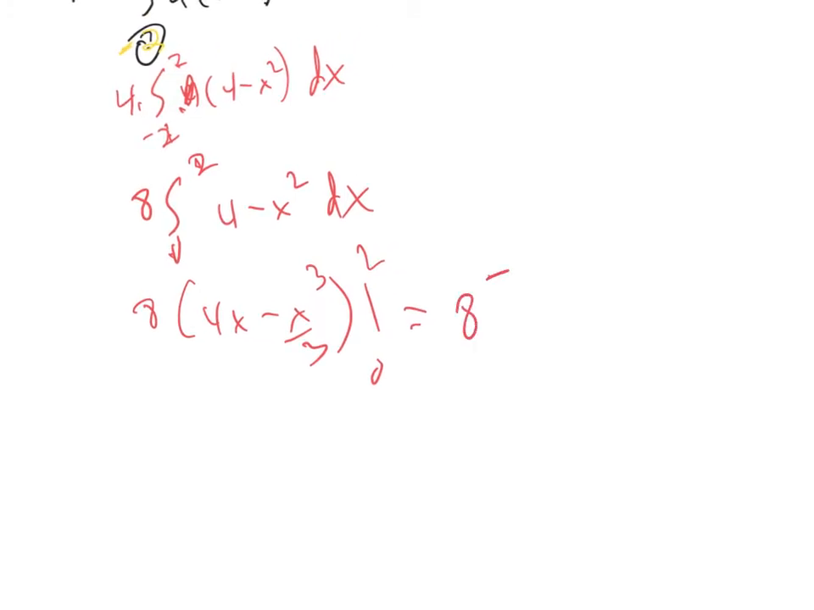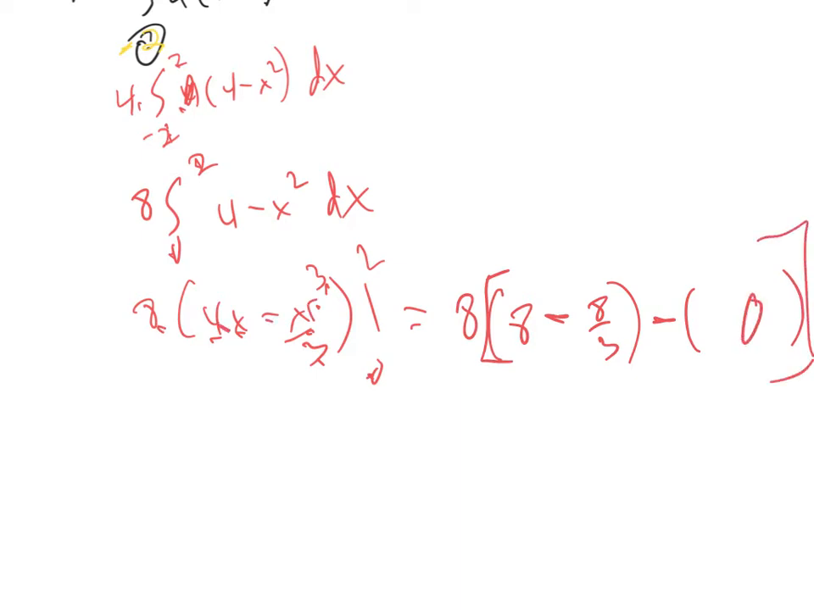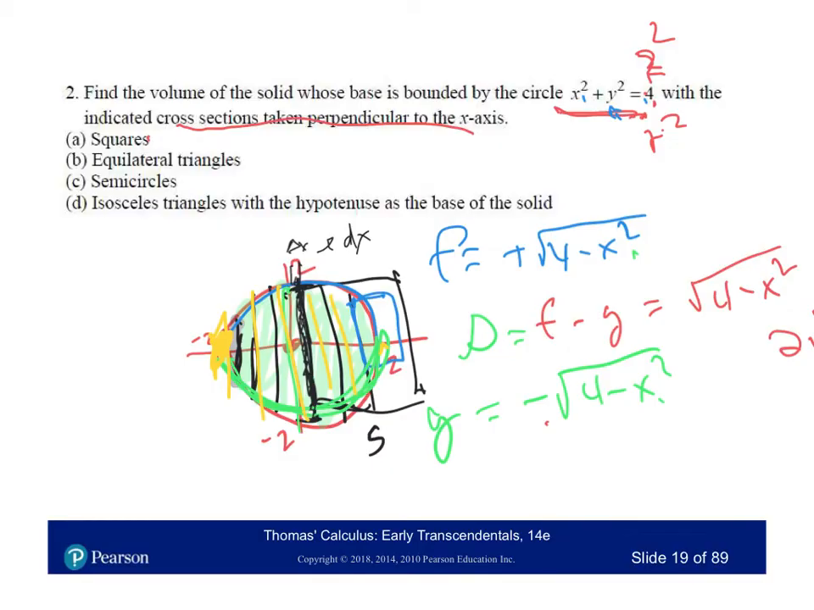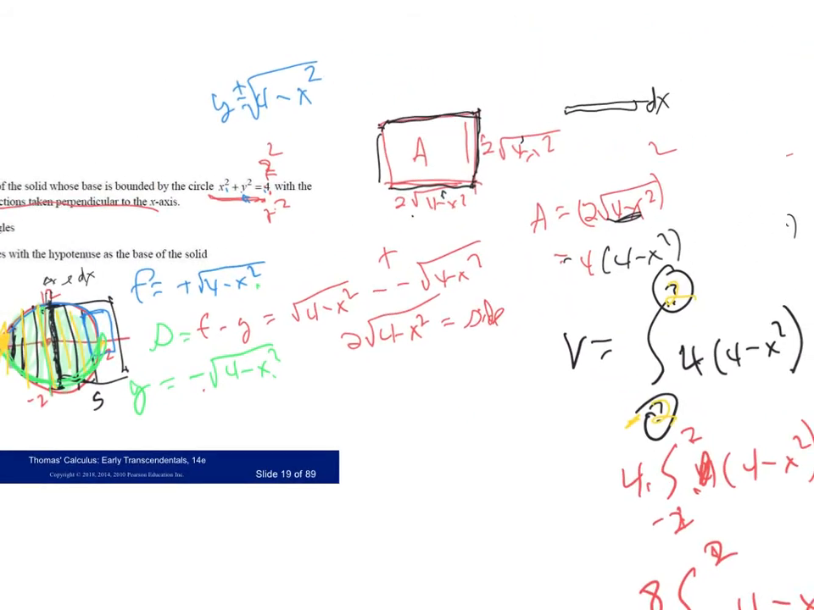That's 8 times 4 times 2 is 8, minus 2 cubed is 8, 8 over 3. So that's minus 8 over 3. All of that minus the 0. 8 times 0 minus 0. Okay. So the answer is going to be, oh, I don't know how it went over. How did it go over there? I don't know.